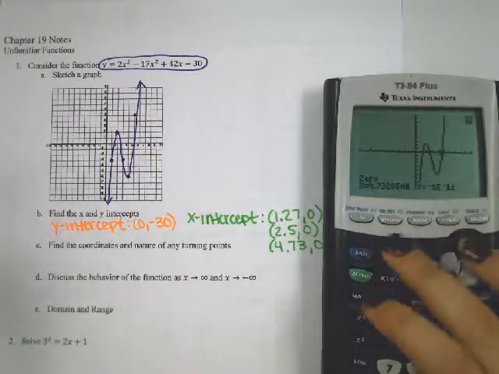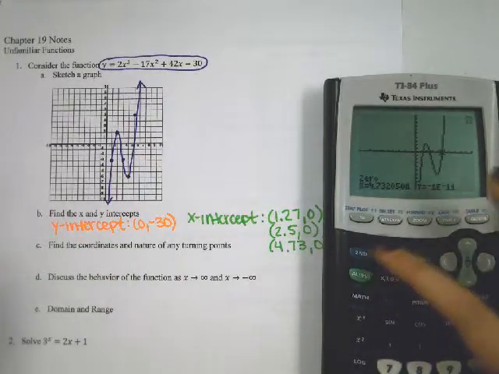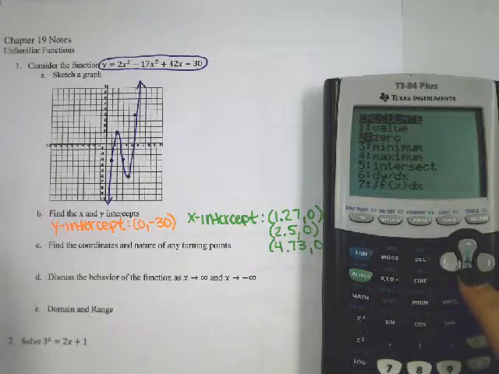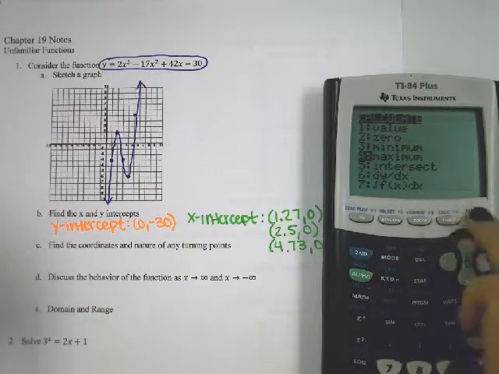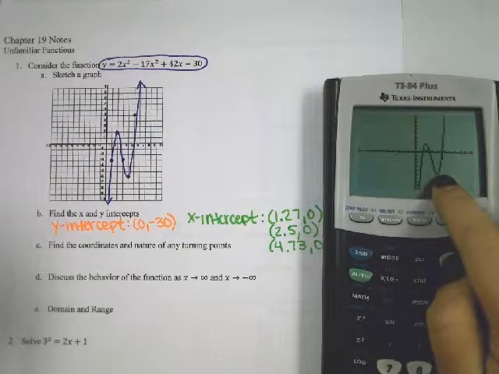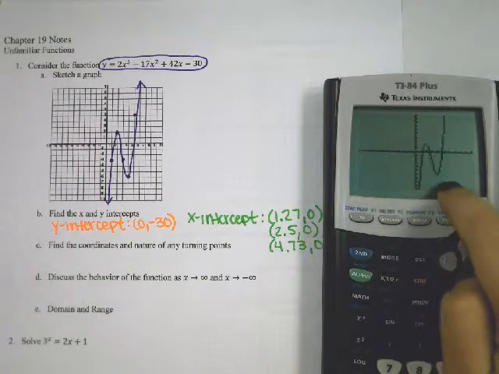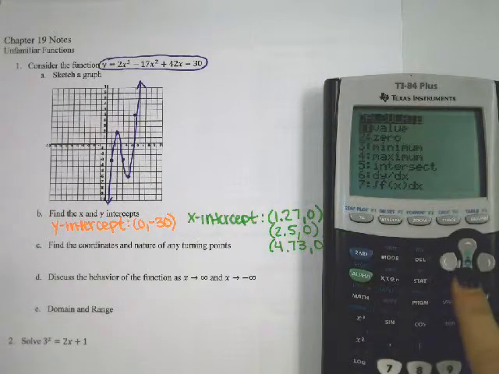You can sometimes find them in your table, but I like to use second calculate. And this one's a maximum, that one's a minimum. So that one's the highest and then the lowest. So I'm going to find the maximum value first.